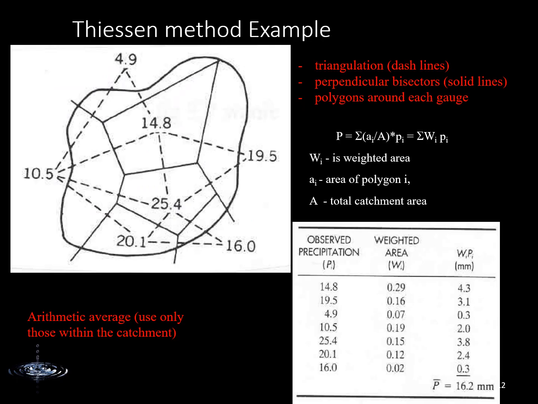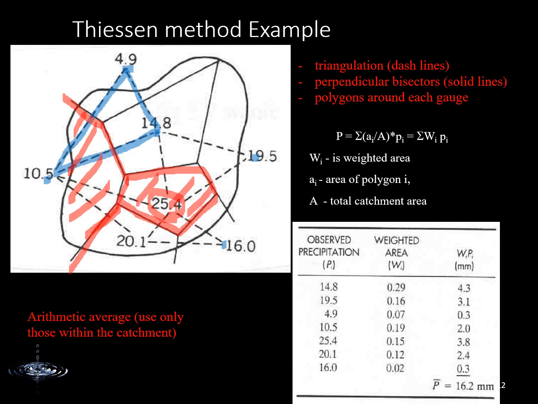You can have a look. So this is 4.9, 14.8, 10.5, 19.5. So different rainfall stations. You connect the lines and draw the triangles first, and then you just draw a perpendicular for each line, and you get the area. So this area is for 10.5, whereas if you look at 20.5, it doesn't go to the catchment outlet, so this area is for 20.5. So the area bounded by these perpendicular bisectors gives us the catchment area.